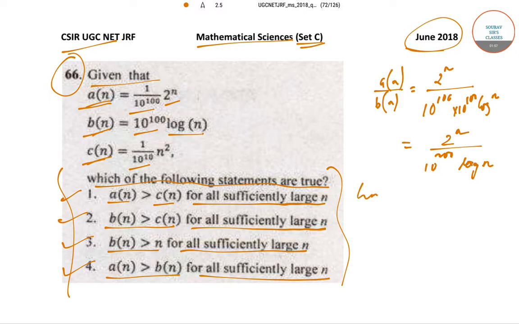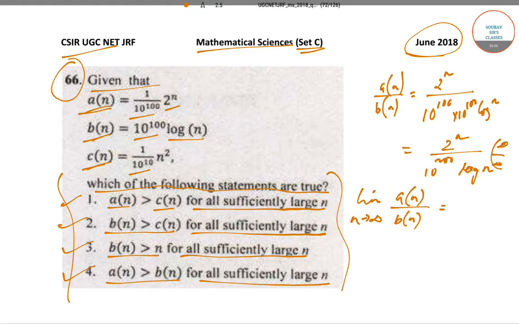Now if we put limit n tends to infinity of a_n by b_n, 2 to the power infinity will be infinity, and 10 to the power 200 into log of infinity is again infinity. So this will be infinity by infinity form. So we'll use the L'Hospital rule over here. This will give us 2 to the power n log 2 over 10 to the power 200, and the derivative of log of n is basically 1 by n, so that n will go upwards.